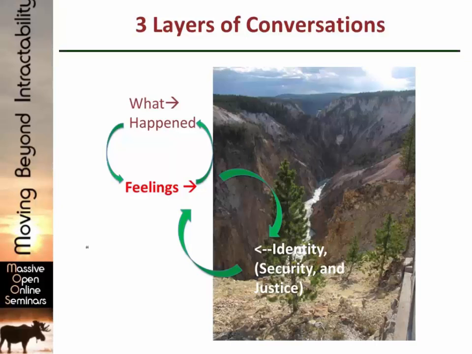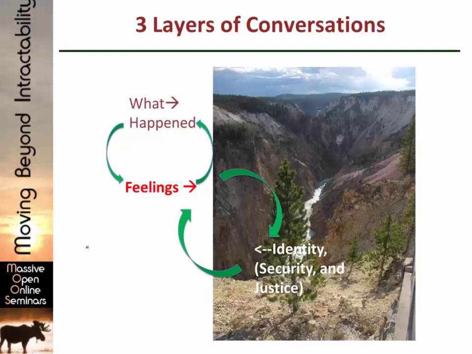They talk about 3 different layers to every difficult conversation. They actually call them different conversations, but I tend to refer to them as layers because I think it's a little less confusing. I show this in terms of the Yellowstone River and Yellowstone Canyon. The top layer is the what happened layer, which is the obvious layer. It's the thing that you see if you're just looking at the surface. But underneath that is what they call the feelings layer, which of course is the emotions.